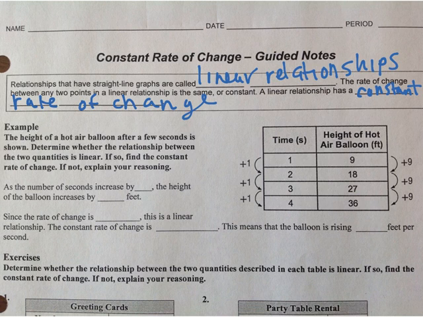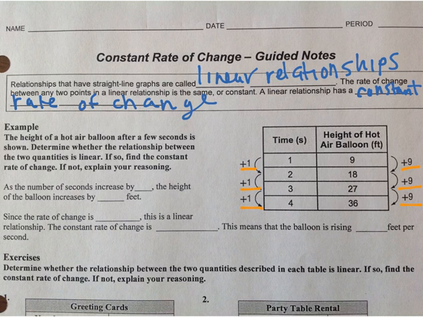So let's look at our table. If you go from the number 1 to 2, notice that we add 1. It looks exactly like our homework from this week on Mobius. If you go from 2 to 3, you add 1. If you go from 3 to 4, you add 1. Now let's look at our output, the height of the hot air balloon. So from 9 to 18, we're adding 9. From 18 to 27, we're adding 9. And then from 27 to 36, we are also adding 9.